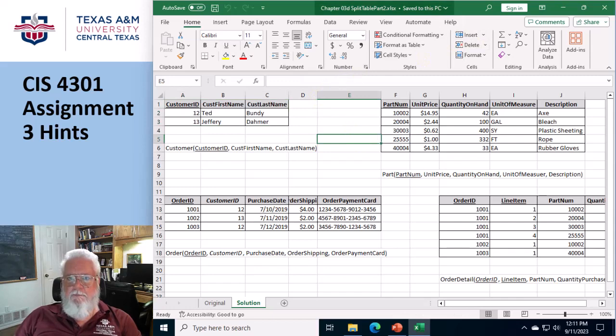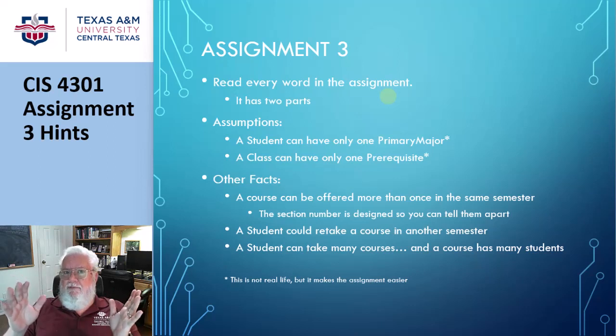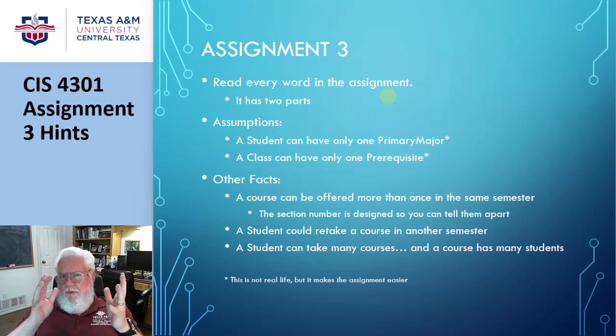Cool. Okay, so there's some assumptions. If you're looking at the data, there's a couple things in there which might make sense. One is like the student's major. In real life, a student could have multiple majors, but I'm trying to make this assignment kind of simple. And in real life, a course could have multiple prerequisites. But again, let's not make life complicated here. So I'm going to assume that a student can have one major, I call it the primary major, and only one prerequisite, if any. Okay, so if you just think about it, it's going to make a little bit of sense.